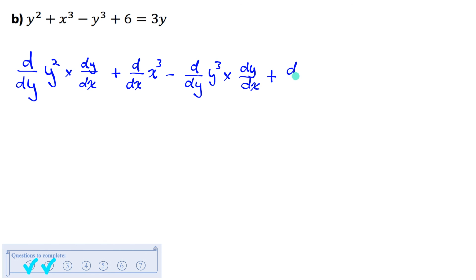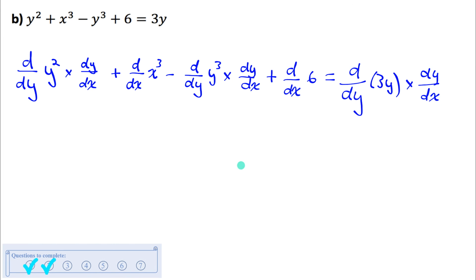Plus I'll need to find the derivative with respect to x of 6. On the other side of the equation, I'll have to differentiate 3y with respect to x, but that's a function of y, so I'll start by differentiating that with respect to y, and then multiply that by the derivative of y with respect to x.